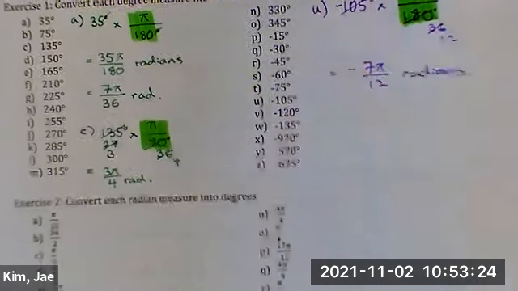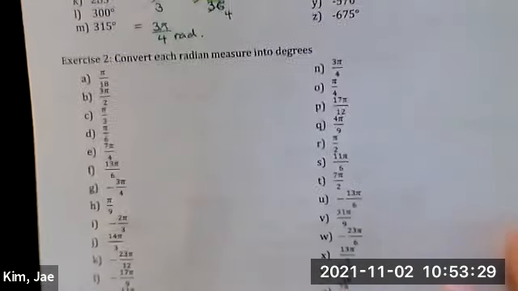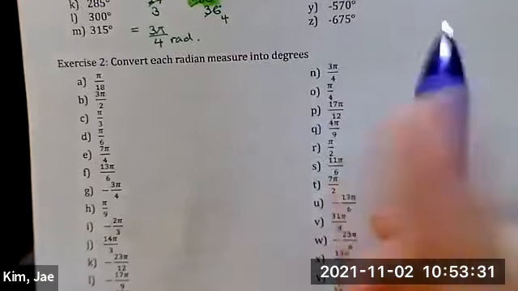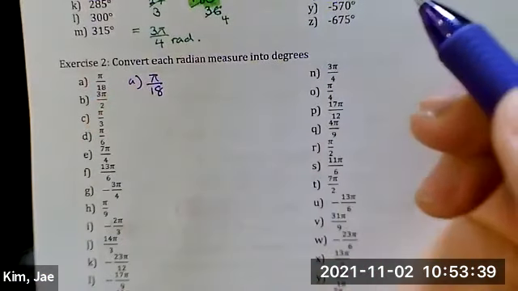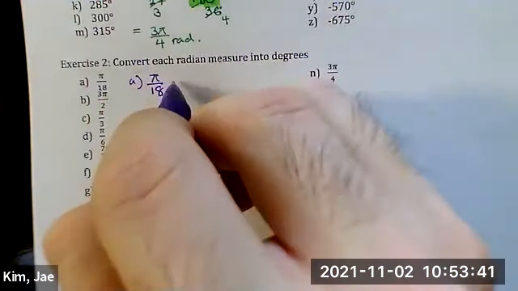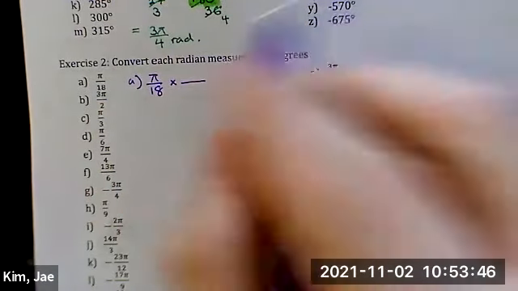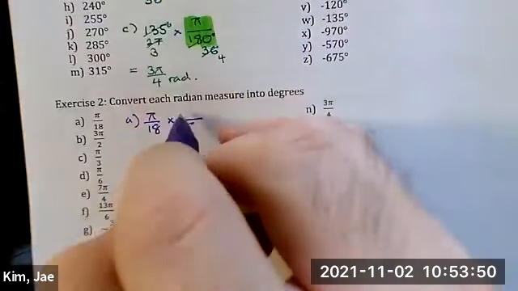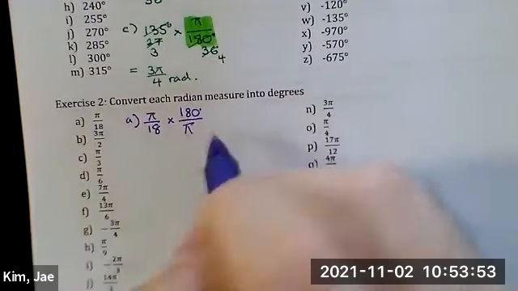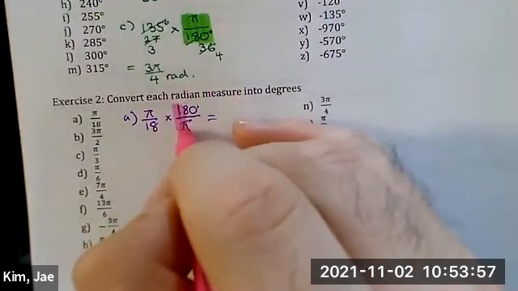Let's go backwards. Exercise 2 asks you to take these radian measures and convert to degrees. So we'll start with one that seems manageable. A. Pi over 18 is the radians. If I want to convert into degrees, well, I want to get rid of the pi. Think about it that way. So pi this time is on the bottom. Notice how it's a little different from the previous questions. And I'll do this in pink to show that it's slightly different.